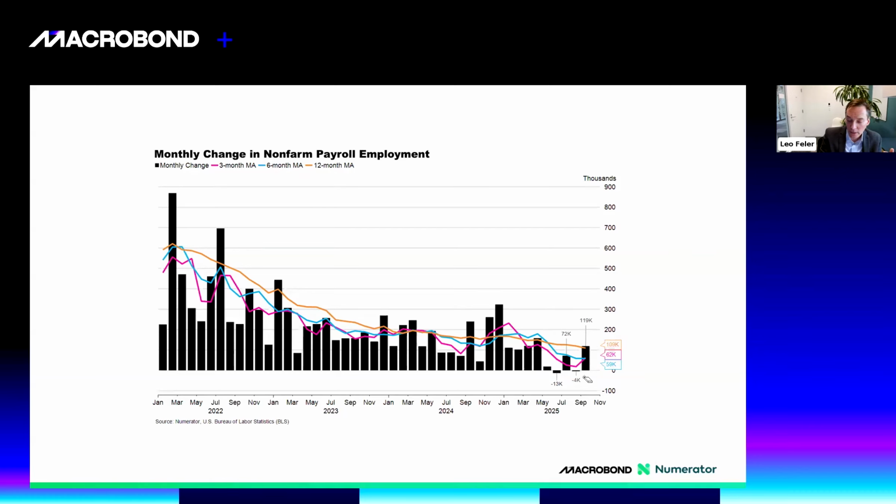And you see this slowdown if you look at the 12-month, 6-month right here, and then the 3-month moving average, they all suggest that labor market growth has been slowing. And this is why the Fed has been cutting rates, is that they are aware that there is weakness in one side of its dual mandate, which is slower labor market growth.